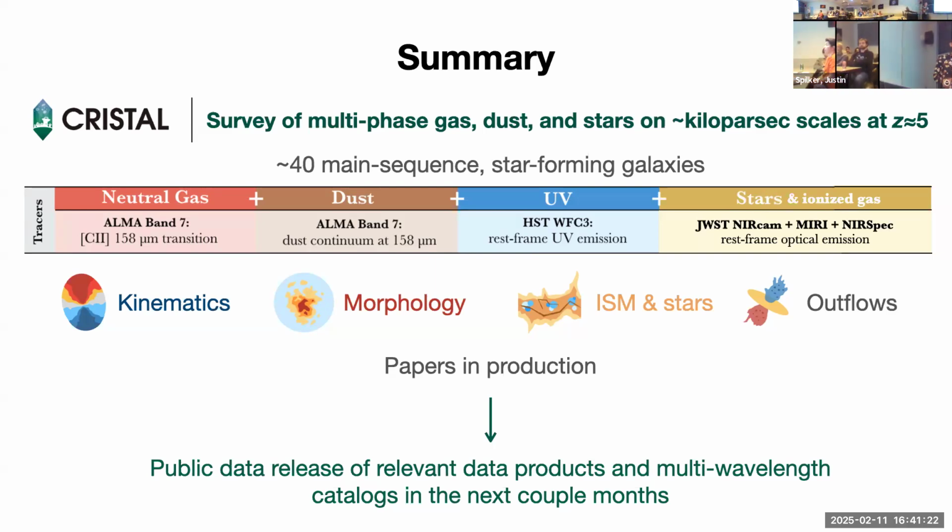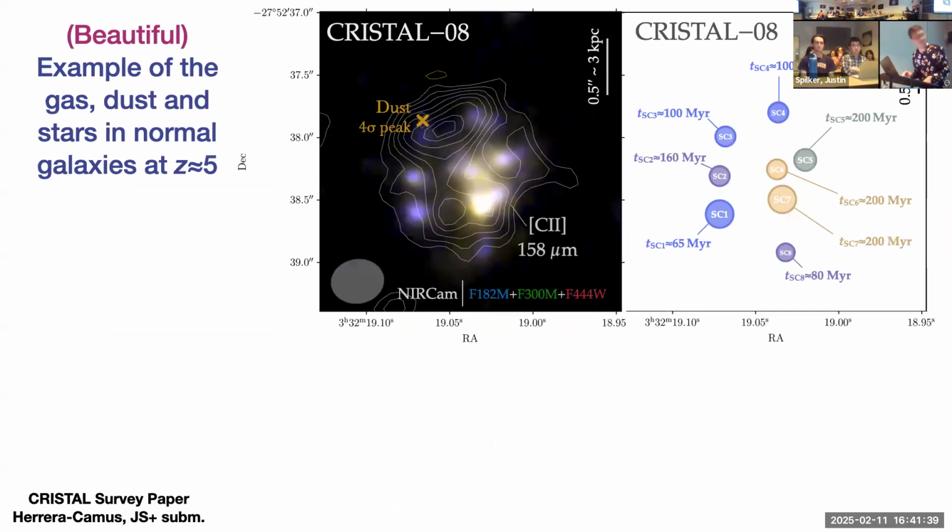Thanks for the really nice talk. I had a question on the interpretation of one of the galaxies you showed earlier. I think it was CRISTAL 8, the one with lots of different clumps. You give ages for them. What I was unclear on is that when I look at it, it looks like there are young clumps on C2 peaks and off C2 peaks, and there are old clumps on C2 peaks and off C2 peaks. So what's going on? Yeah, sure.